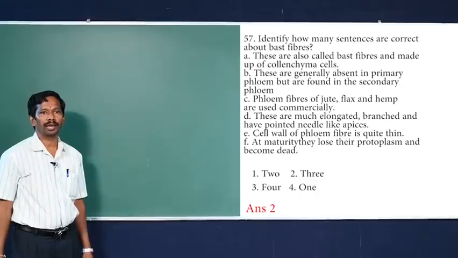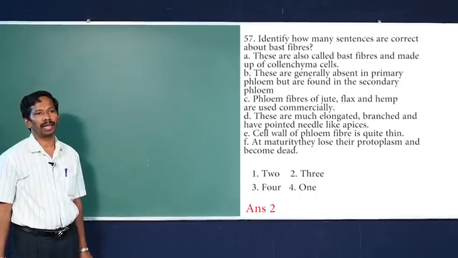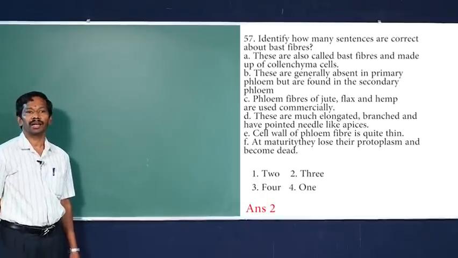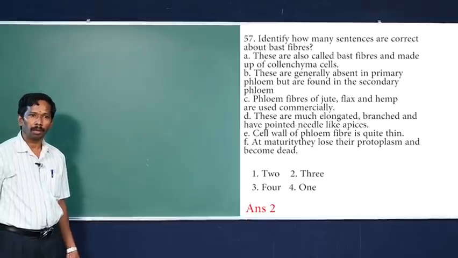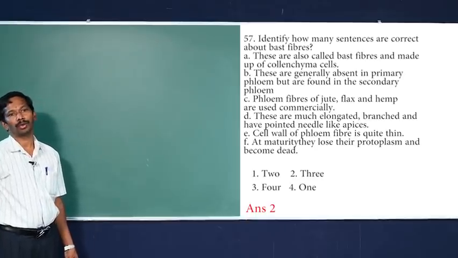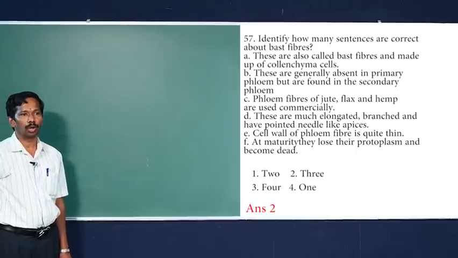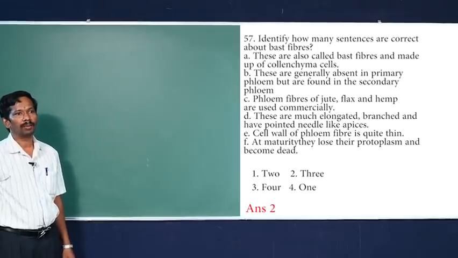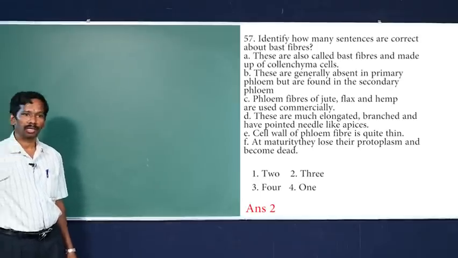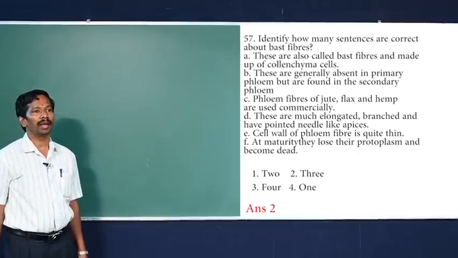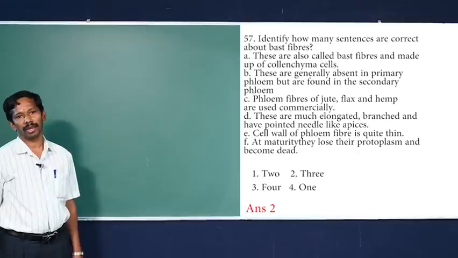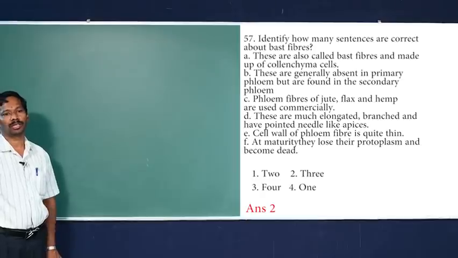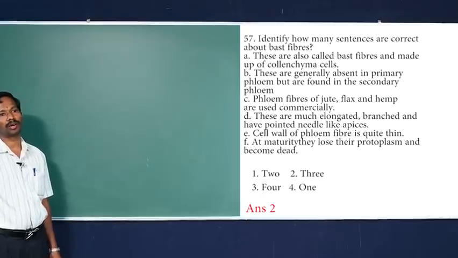These are much elongated, branched, and have pointed needle-like apices. So it's wrong, because bast fibers are always unbranched structures, when compared to trichosclereids, which often show a branching pattern. So therefore D is wrong. E, cell wall of phloem fiber is quite thin. It is wrong, because fibers are always quite thick, helping in protection and mechanical support in the plant body. And at maturity they lose their protoplasm and become dead. That is a correct statement. So the second, third, and the last statement are correct. So 3 statements are correct. Hence option 2 is the answer for 57.